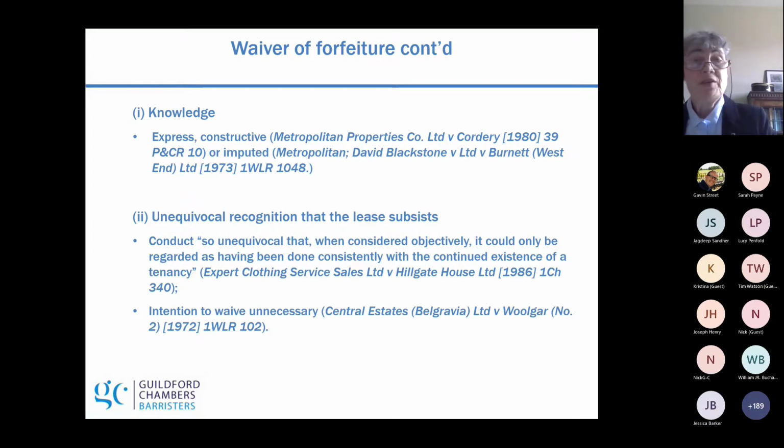For example, in Central Estates, Belgravia Limited and Woolgar No. 2, a clerk mistakenly demanded and accepted rent, but it was held to be a waiver.